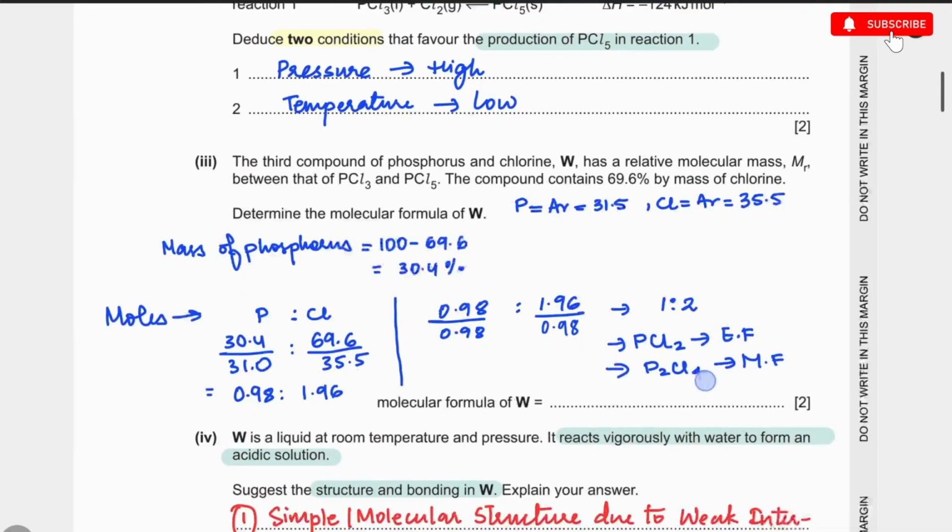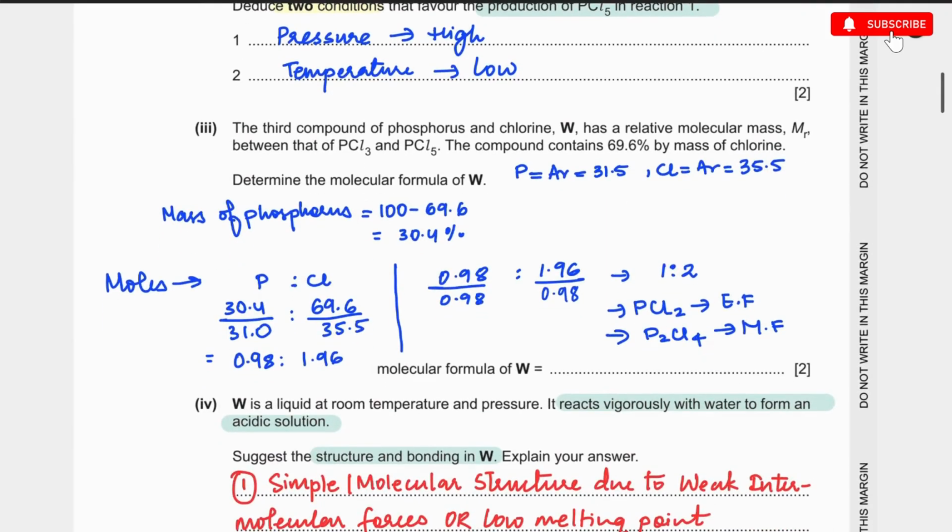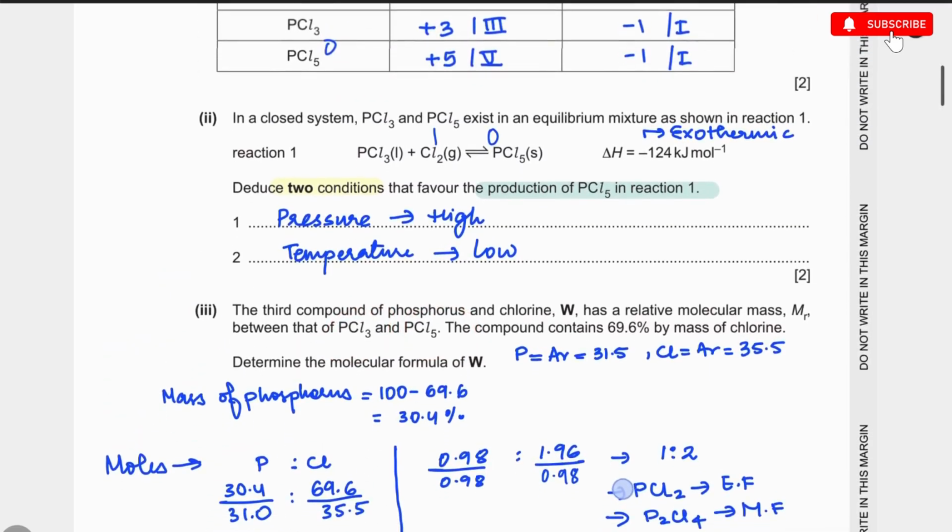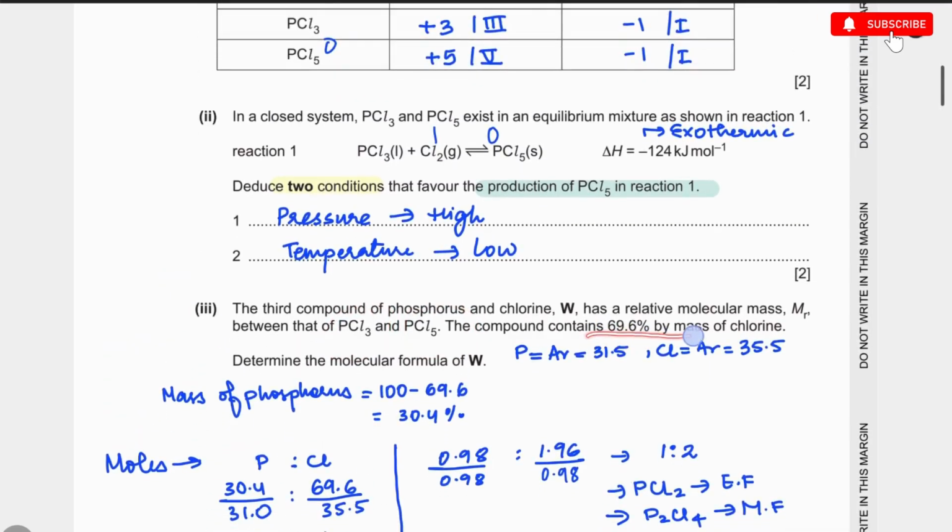Next question. The third compound of phosphorus and chlorine, W, has a relative molecular mass between PCl3 and PCl5. The compound contains 69.6% by mass of chlorine. Okay, so we have got two compounds already, PCl3 and PCl5. From that, we need to find the third compound, the molecular mass.